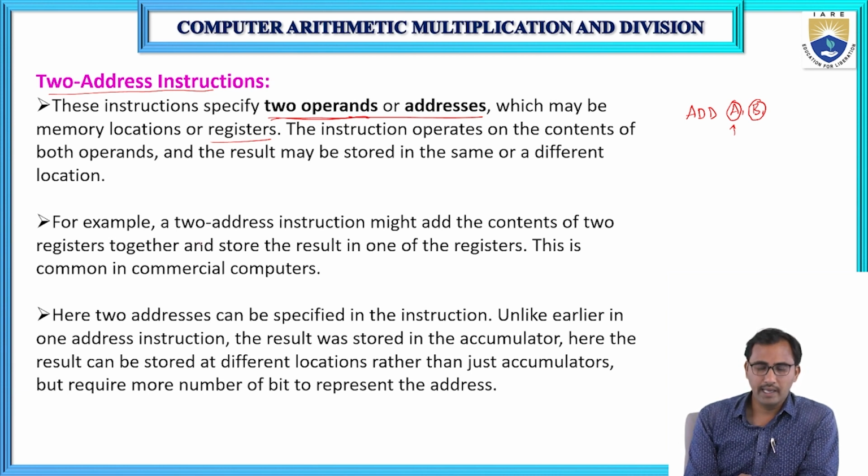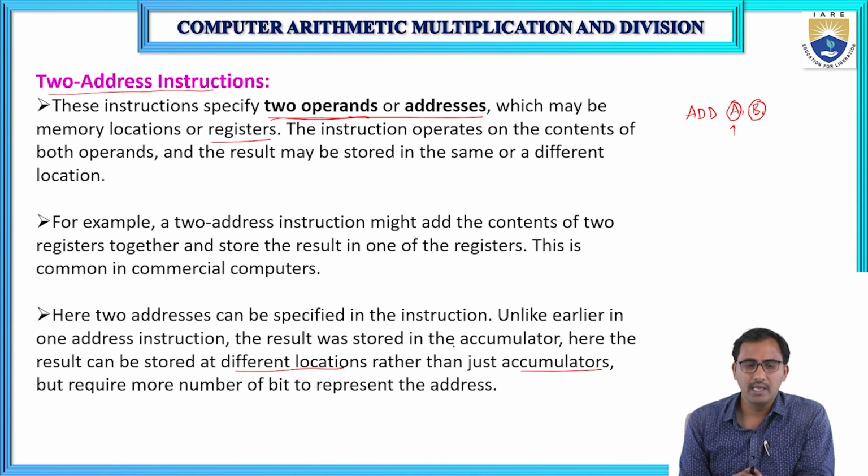For example, a two address instruction might add the contents of two registers together and store the result in one of the registers. This is common in commercial computers. Here, two addresses can be specified in the instruction. Unlike the earlier one address instruction, where the result was stored in the accumulator, here the result can be stored at different locations rather than just the accumulator.